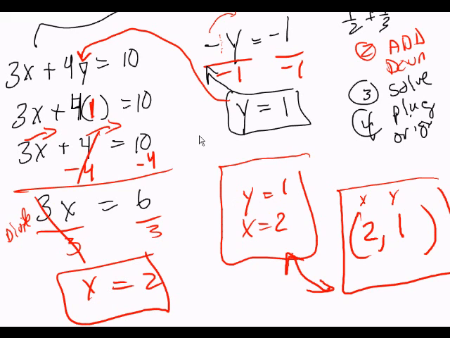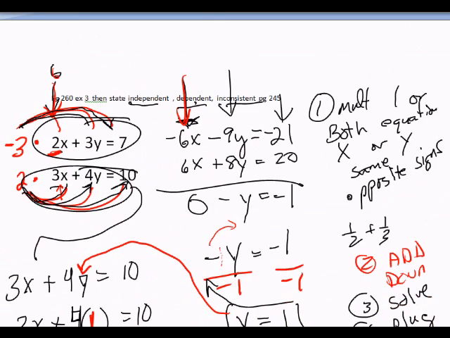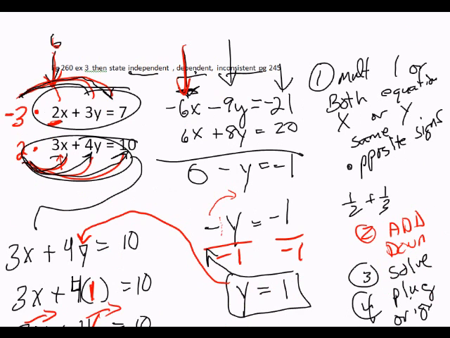Oh, wait a minute. Do you see how I get one answer here? My answer is 2, 1. X is 2, y is 1, right? But we have to go back up to the original problem.